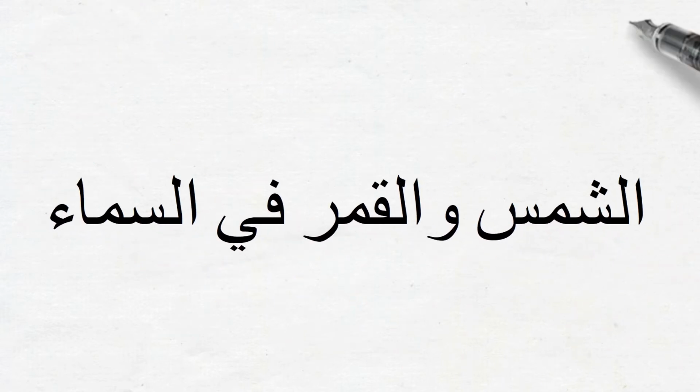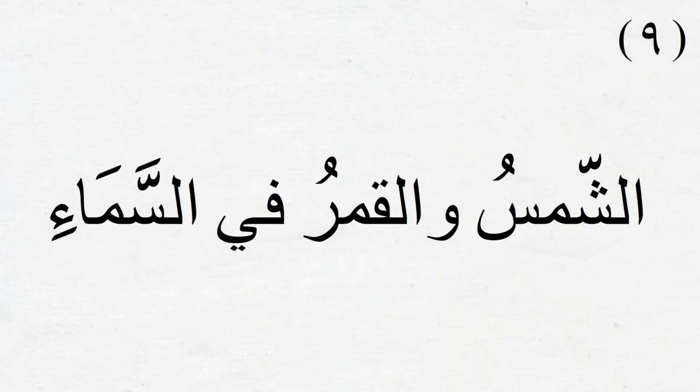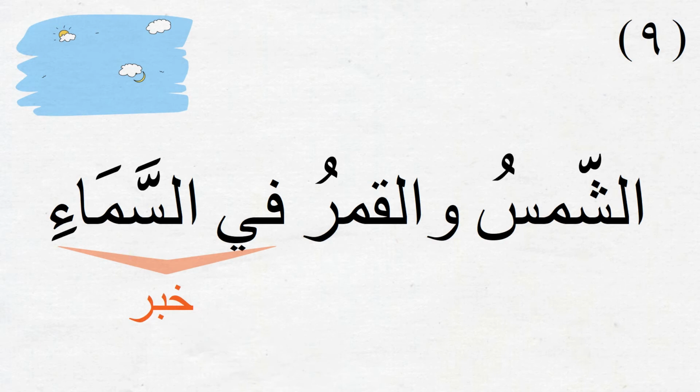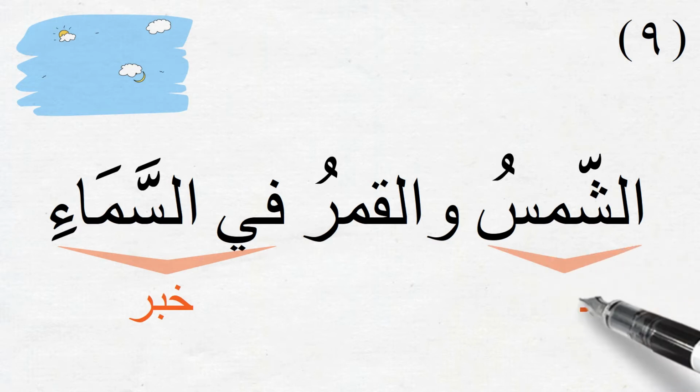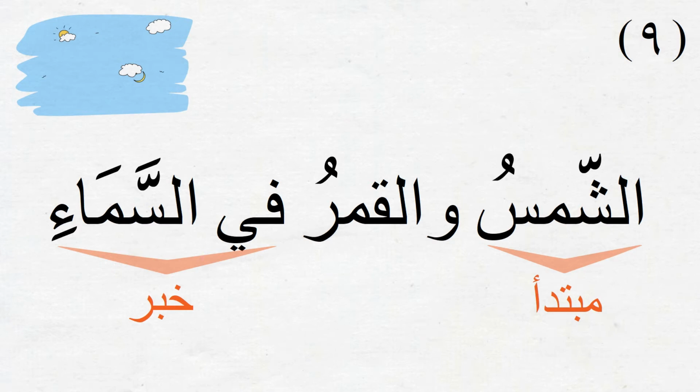Number 9. الشمس والقمر في السماء. Here, الشمس والقمر means the sun and the moon. السماء is the sky. So together we are saying the sun and the moon are in the sky. Can you spot the خبر of the جملة اسمية here? The جار مجرور شبه جملة في السماء is coming as خبر. How about the مبتدأ? The مبتدأ of the sentence here is الشمس, which is another مرفوع and معرفة اسم.